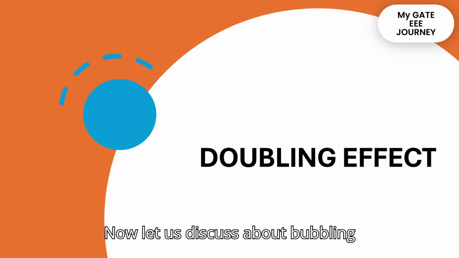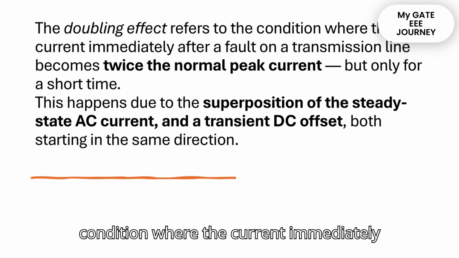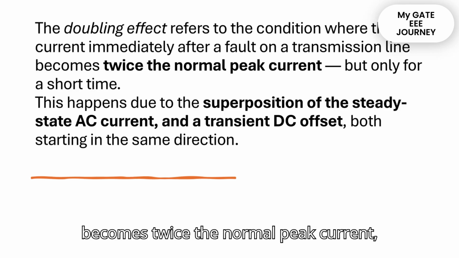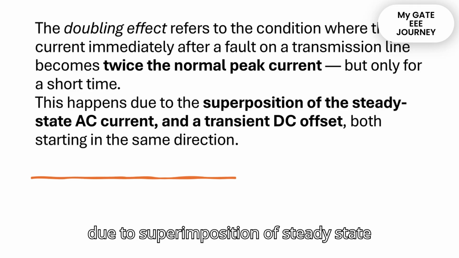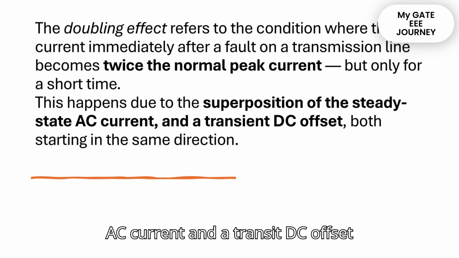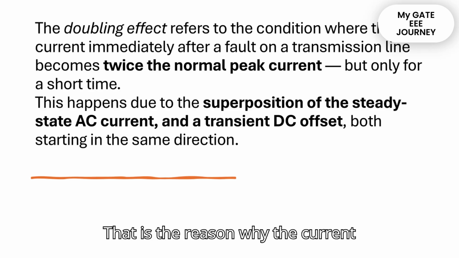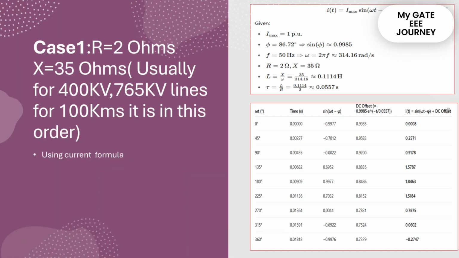Now let us discuss the doubling effect. The doubling effect refers to a condition where the current immediately after a fault on a transmission line becomes twice the normal peak current, but only for a short time. This happens due to superimposition of the steady state AC current and a transient DC offset, and both are in the same direction. That is the reason why the current almost becomes double. This is called the doubling effect.